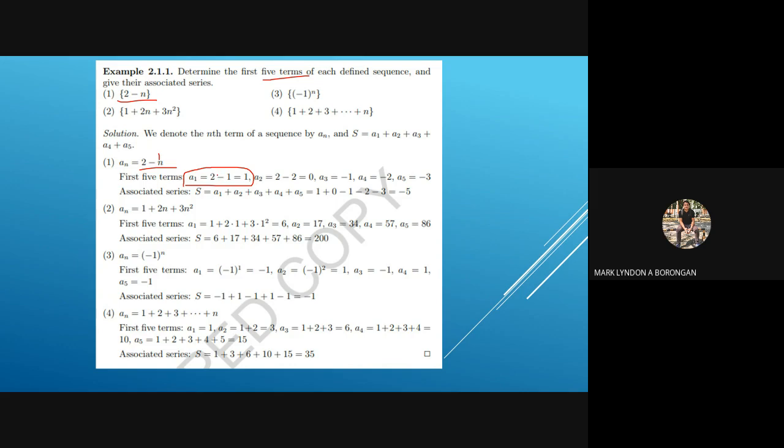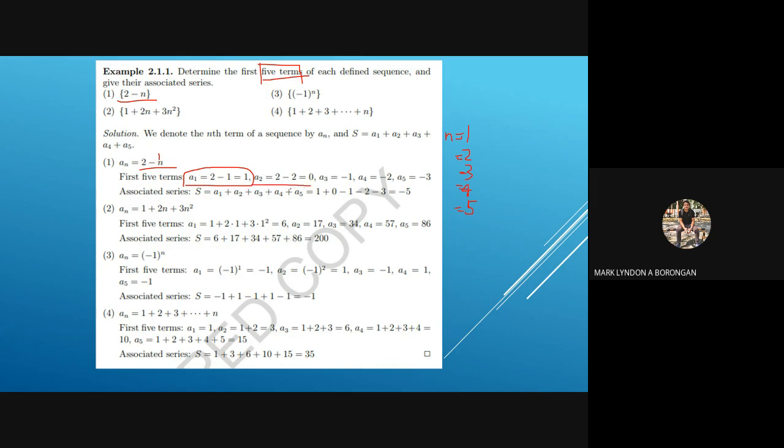And then for the second term, you have 2, right? Since 1, 2, 3, 4, 5, it's the first 5 terms we're looking for. So n could be this one, this one, this one. That's all there is to it, guys. And then you have 2 minus n. So for the second term, you just substitute 2 in 2 minus n, so it becomes 2 minus 2, which is equal to 0.